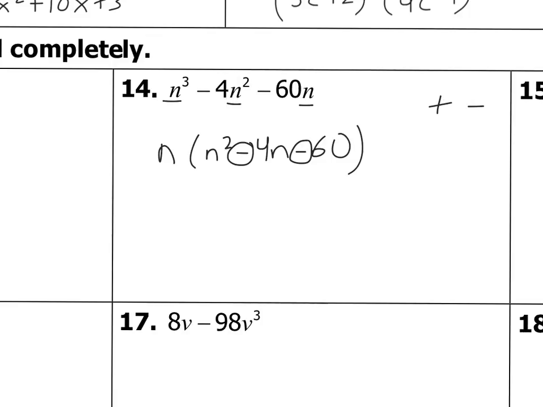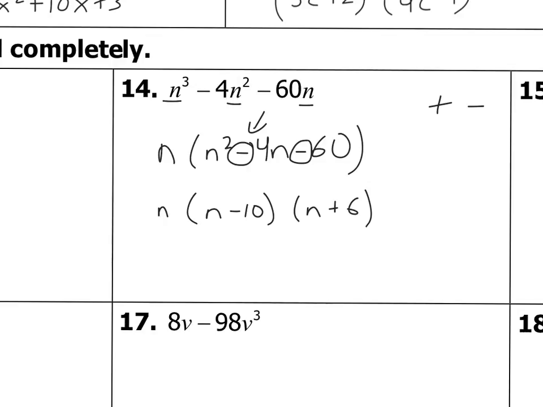Okay, so 6 and 10, right? I hope you can see that 6 and 10 would be the two numbers. Which one would have to be positive? It looks like the 6 would have to be positive because we want to end up with a negative 4. So that's going to be n times n minus 10 and n plus 6. Negative 10 times positive 6 would give me negative 60, and negative 10 plus 6 would give me negative 4.